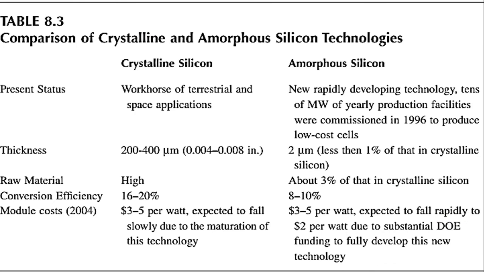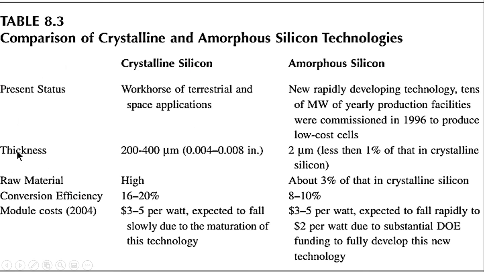So this is the basic comparison table of crystalline and amorphous silicon technology. This shows the present status of crystalline silicon: a workhorse for terrestrial and space applications, and for amorphous silicon, the present status is a newly, rapidly developing technology. Tens of megawatts of yearly production facilities were commissioned in 1996 to produce the low cost cells, that is the amorphous silicon. So the next is the thickness. The thickness of the crystalline silicon structures is about 200 to 400 micrometers, or 0.008 to 0.016 inches. And for amorphous silicon, the thickness is about 2 micrometers, that is less than 1% of that in crystalline silicon.